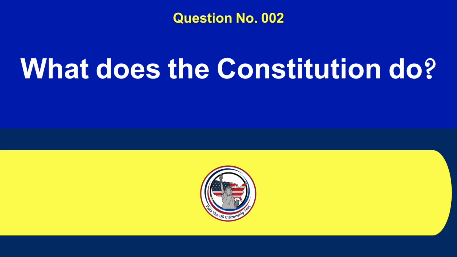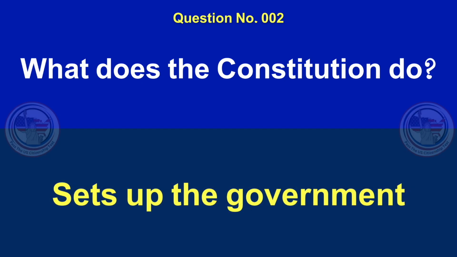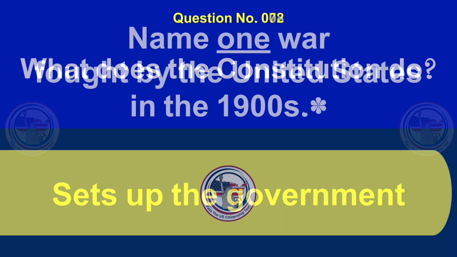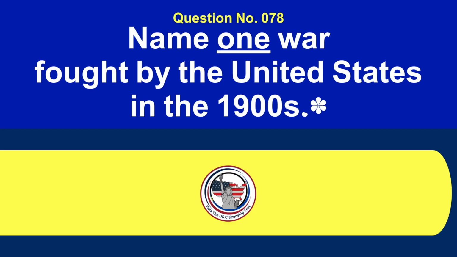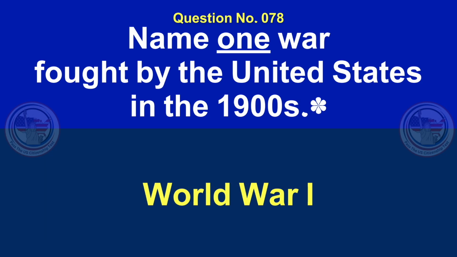What does the Constitution do? Sets up the government. Name one war fought by the United States in the 1900s. World War I.